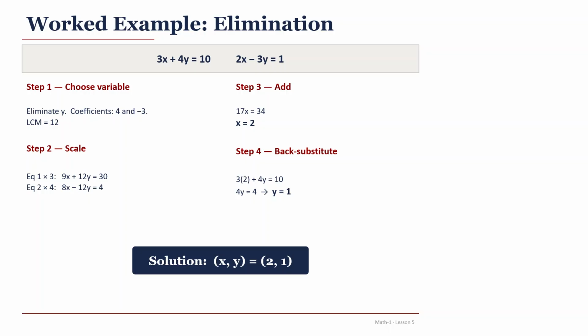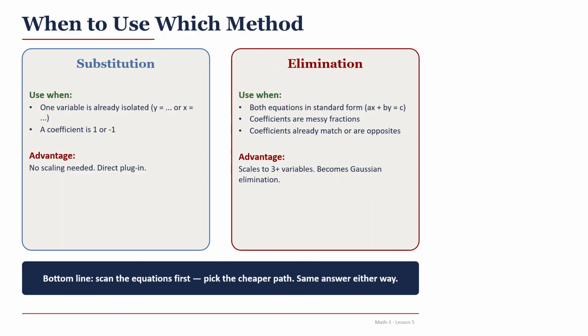Step 4. Substitute back into either original equation. Using equation 1, 3 times 2 plus 4y equals 10, so 4y equals 4 and y equals 1. The solution is the point 2, 1. Always sanity check by plugging into the other equation. 2 times 2 minus 3 times 1 equals 4 minus 3 equals 1. Confirmed. So how do you decide which method to use?